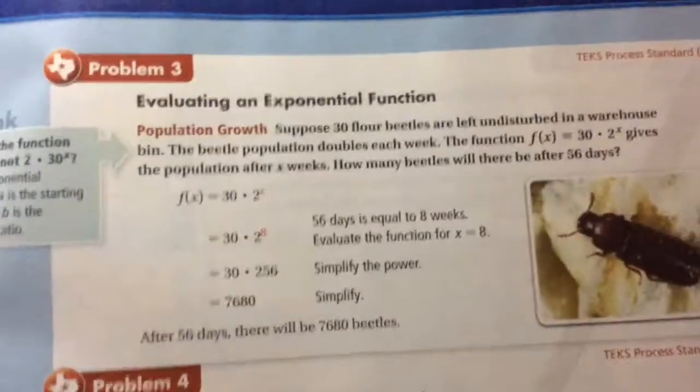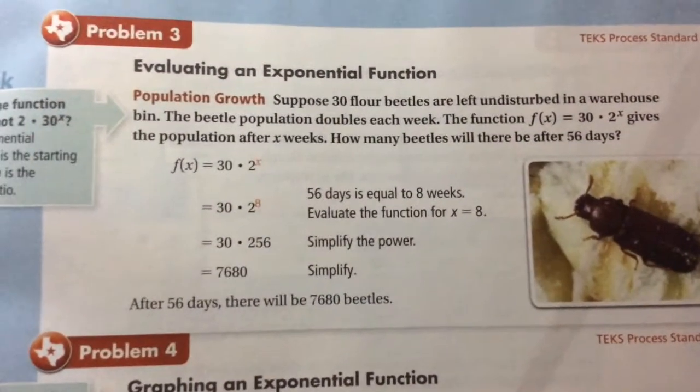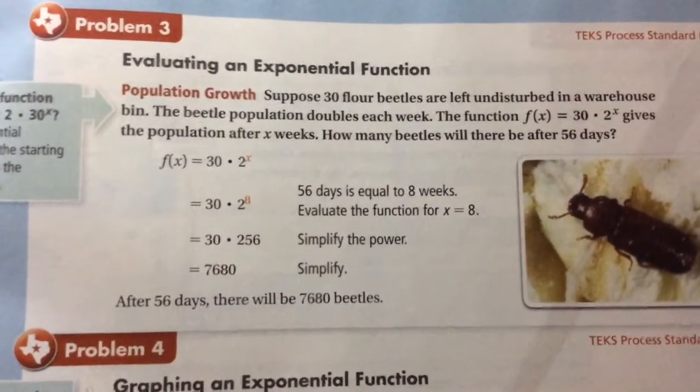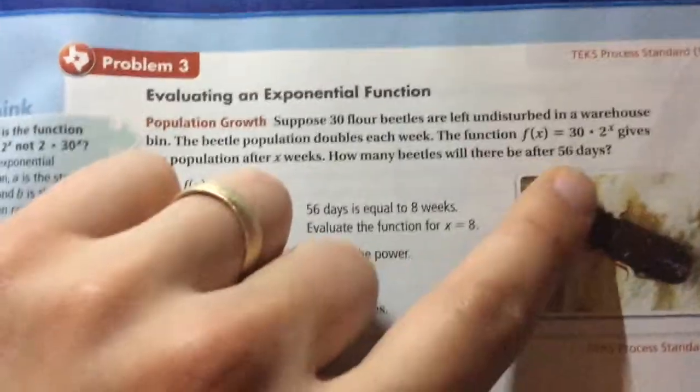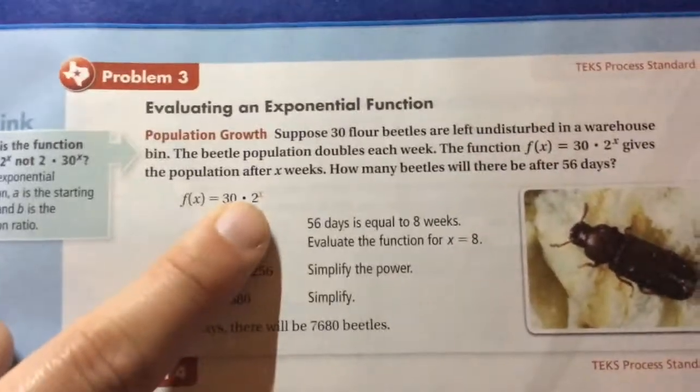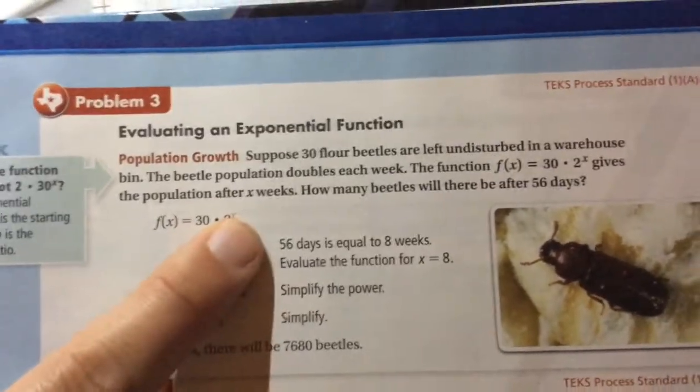And then it says they double each week. Well, we know that doubling something means to multiply it by 2. And then it says it gives the population after x amount of weeks. Well, it tells us that 56 days is what we have, but we also know that there are 7 days in a week. So we divide 56 by 7, and we get 8. So it's going to be 30, our original amount, doubled over 8 weeks.